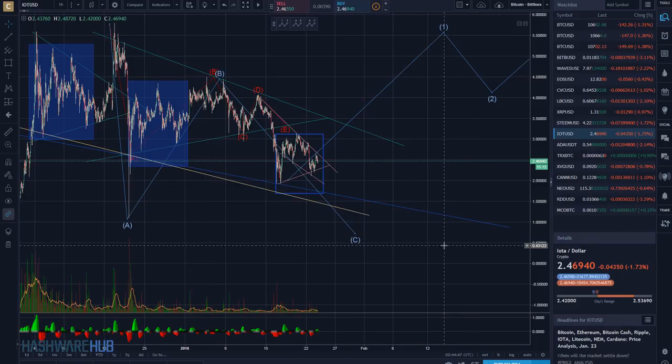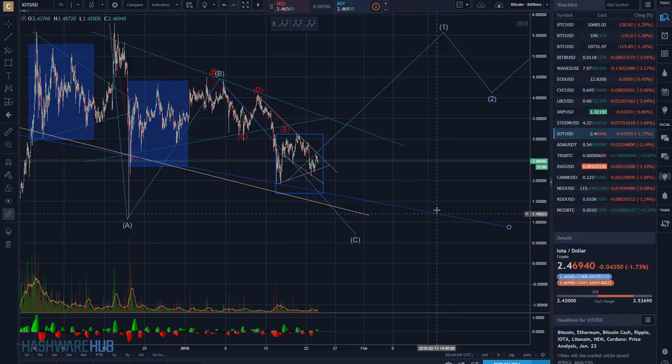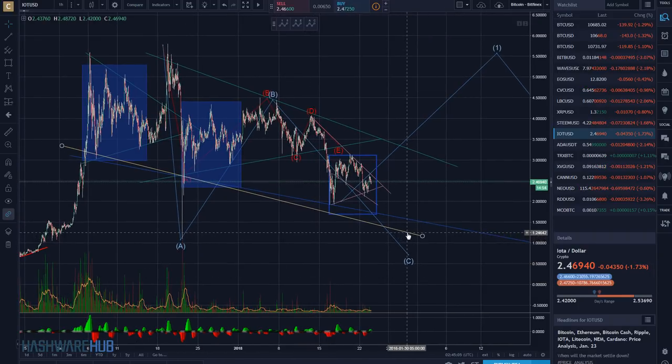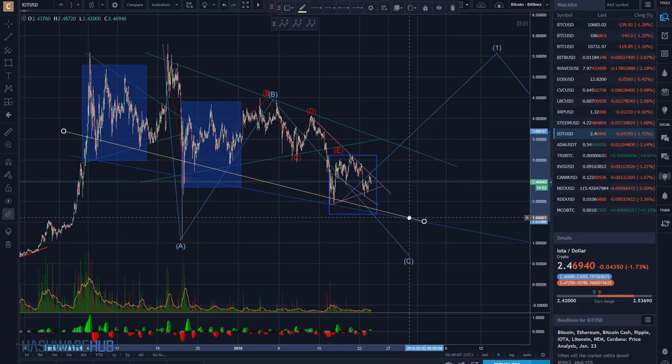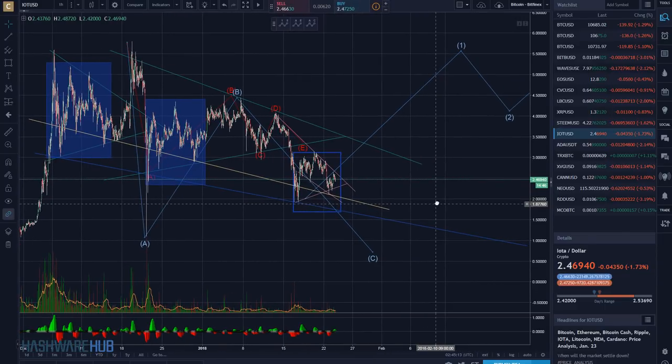Now, everybody knows this stuff isn't completely perfect. There's nothing to say that this couldn't wick down, right? Almost like a bear trap, which would be like a bullish wick. It could wick down, and then boom, we're right here at the C. So this all still looks really valid. It's all very valid, and interesting to see where it's going to play out.